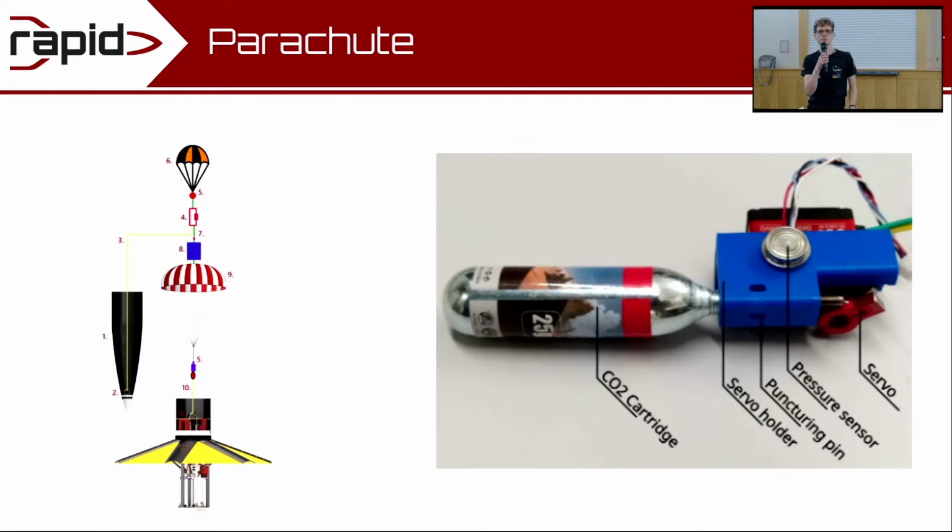And we develop our own mechanisms. The one you see is a prototype. We basically have a servo motor which is pushing a kind of needle into the cartridge, opening the thing up. The pressure can escape, fills the parachute compartment of the rocket, which then pushes the compartment out and therefore the parachute itself.